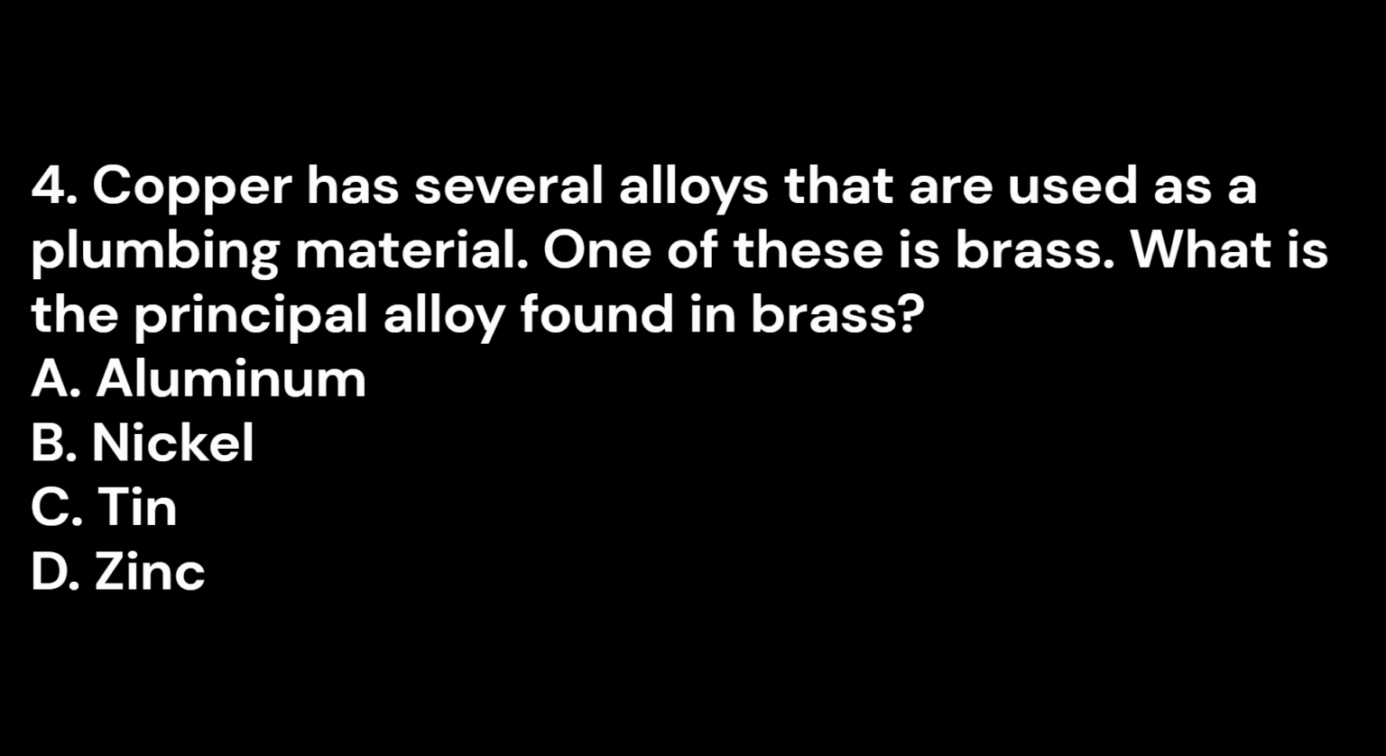Number 4. Copper has several alloys that are used as a plumbing material. One of these is brass. What is the principal alloy found in brass? A. Aluminum. B. Nickel. C. Tin. D. Zinc.